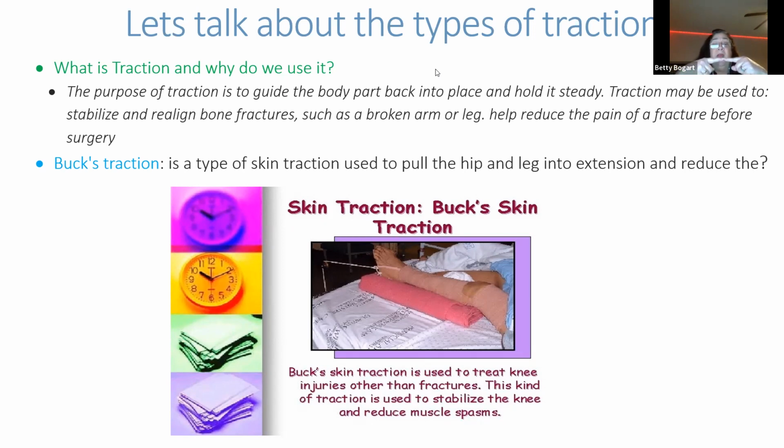And we use this before they go to surgery just because of the pain, because without it, these children are having severe muscle problems and pain. So Buck's is used for fractured femurs.